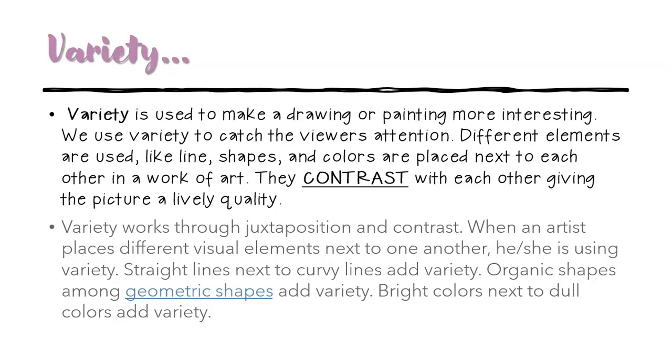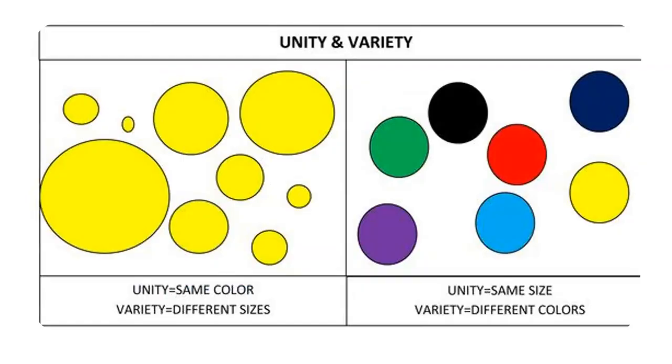So straight lines next to curvy lines adds variety. Organic shapes next to geometric shapes adds variety. Bright colors next to dull colors add variety. Okay, so here's some examples, and here's the difference between unity and variety. Unity on this left one uses the same color. Variety uses different sizes, but yet still makes these circles all a whole.